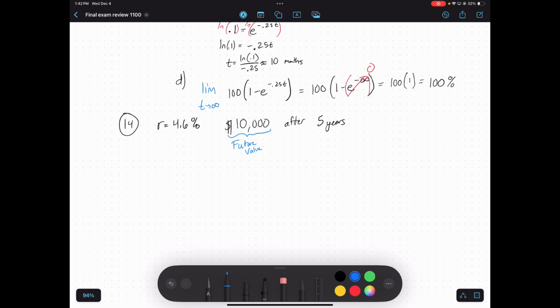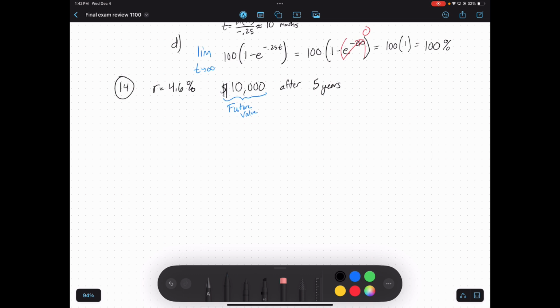So remember, there's a couple different ways we can set this up. Somebody help me set it up one way. What's a possible way we can set this up? We could create an exponential equation. So I'm going to have e to the 0.046 t. What's t? 5. I have a t value, right? Times 5. And then we set it equal to 10,000.